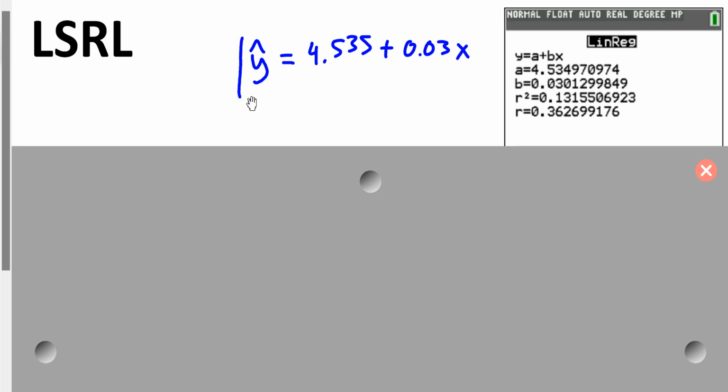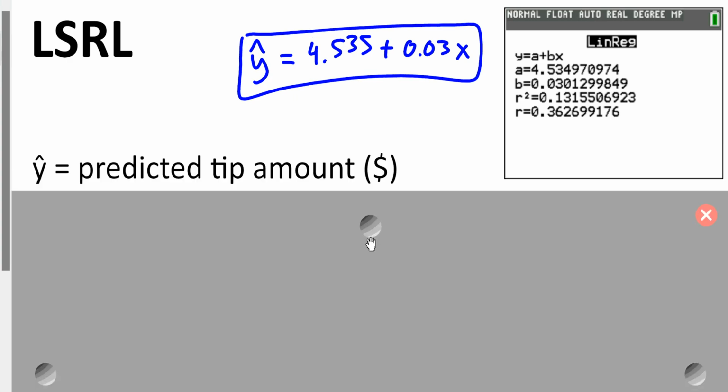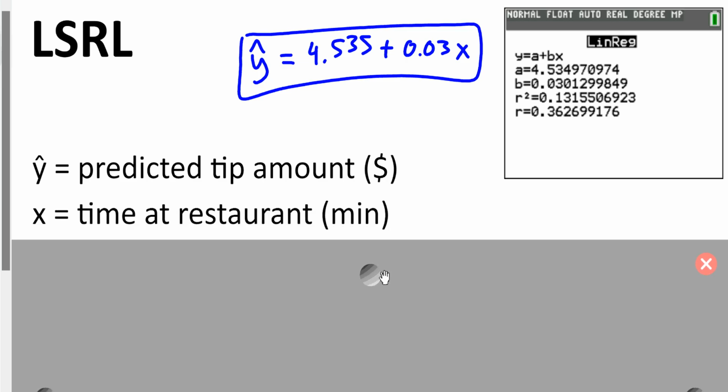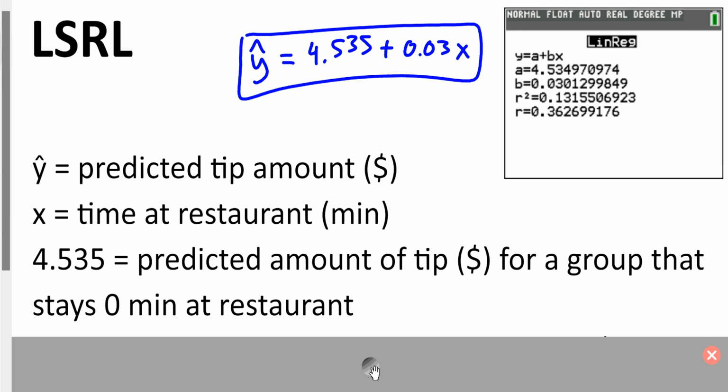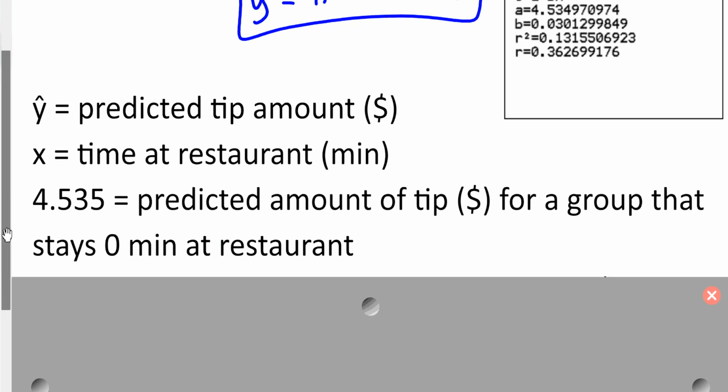Now, anytime we write a least square regression line, we typically need to identify what each of those parts are. So y hat is the predicted tip amount. That's our goal, is to predict that. X is the time spent at a restaurant. That's not predicted. That's just what we know. The 4.535 is the predicted amount of a tip for a group that stays 0 minutes at a restaurant. So just by showing up, on average, they're going to give around a $4.50 tip.